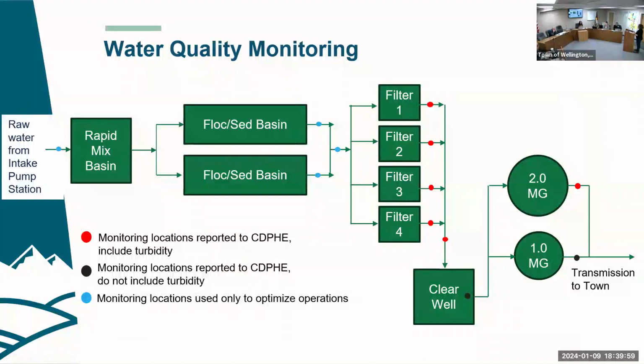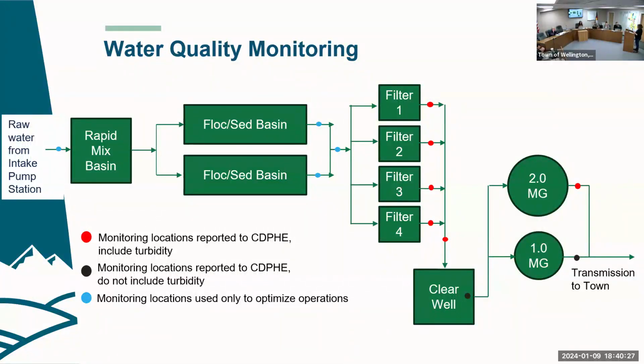Those red dots that you see highlighted, those are locations where we are reporting measurements that we record to CDPHE as part of our monthly reporting requirements. The black dots, there's two black dots that you see. One is hard to read, in the clear well. The other one is outside of the 1 million gallon storage tank. Those are also locations where we monitor measurements that are reported to CDPHE, but they do not include turbidity. Those red dots are all places where we're monitoring turbidity.